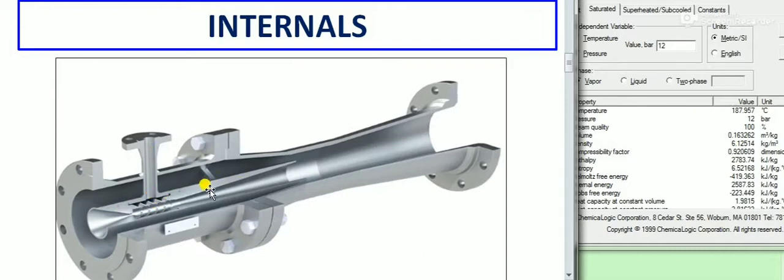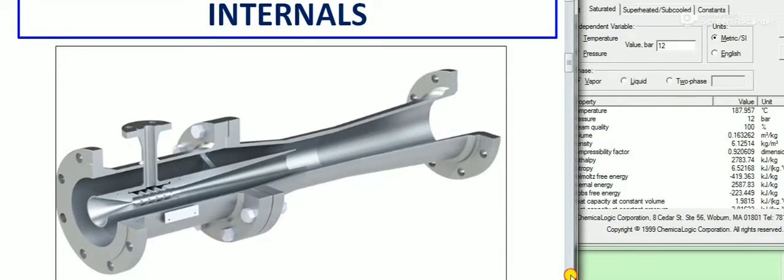Whatever water enters here will form fine droplets with these arrangements, and then the pressure loss will be regained in the converging section. It is a diverging section and then a converging section. We will see how it happens internally in this.